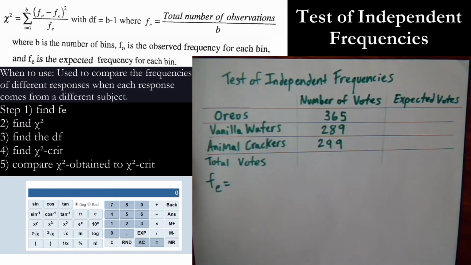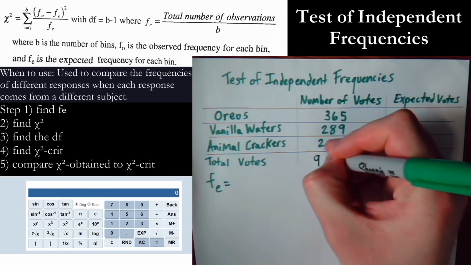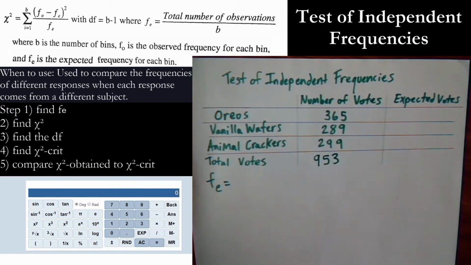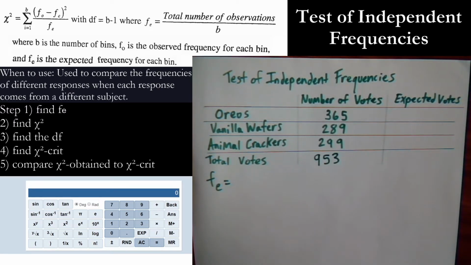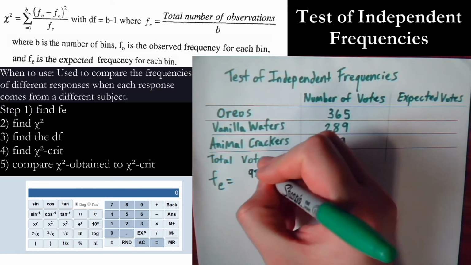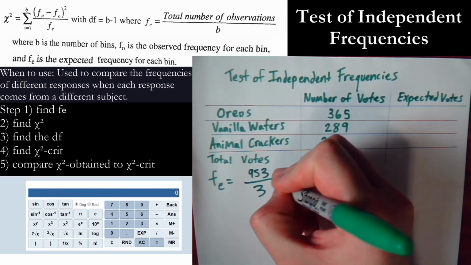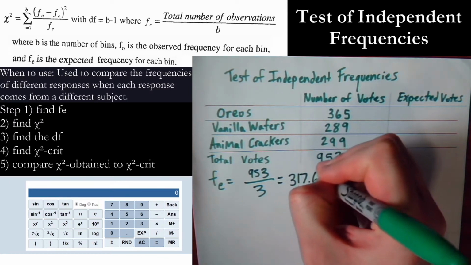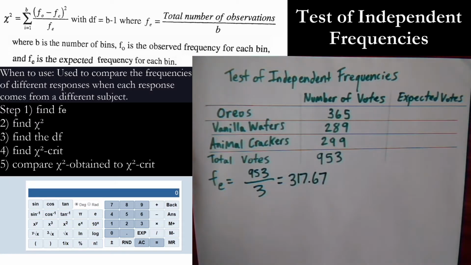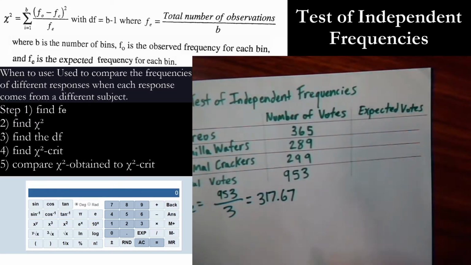In order to calculate f sub e, we need to know how many total observations there were, as well as how many bins there were. Our total number of observations is equal to all three bins of votes added together. And we have three bins because there were three different cookies. Our f sub e is therefore equal to 953 divided by 3, or 317.67. We can write this expected frequency for each of our bins, like so.